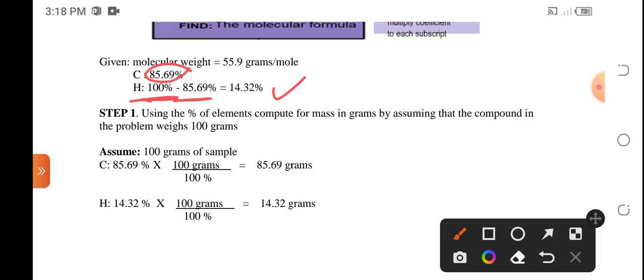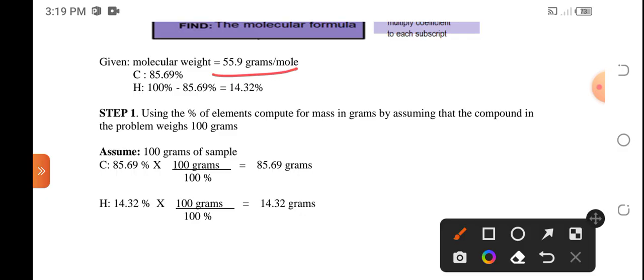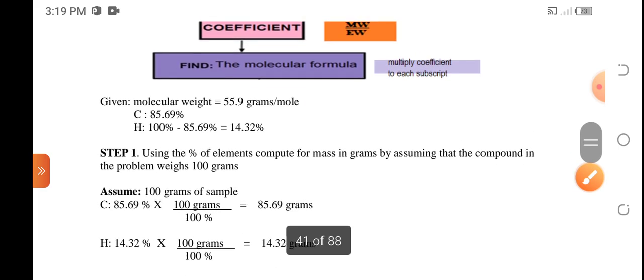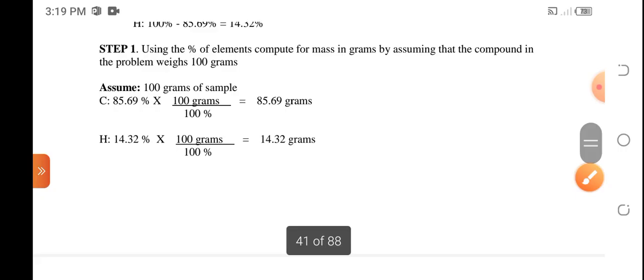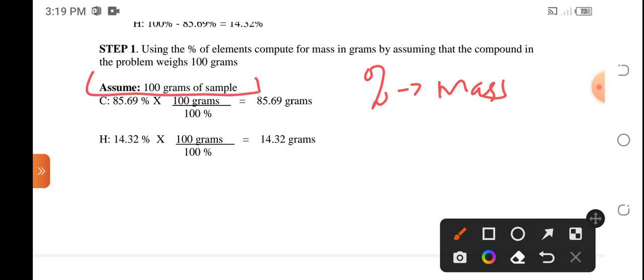So if you're going to add the percentage for carbon and hydrogen, dapat mag-equivalent sila ng 100%. Another given is the molecular weight, which is 55.9 grams per mole. Gagamitin natin ito sa step number 5. Okay, so step number 1. Sabi natin sa step number 1 is from percent to mass, pero walang binigay na mass, kaya ulitin natin, you have to assume 100 grams of sample.